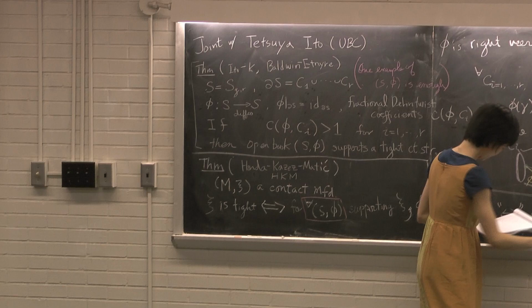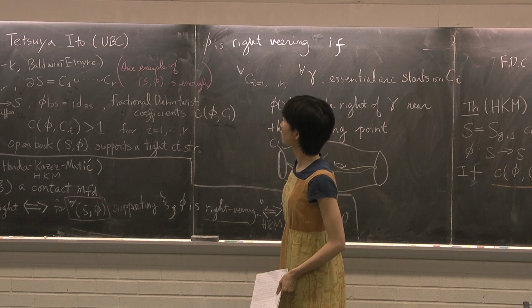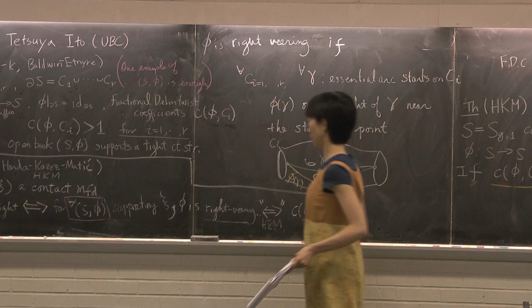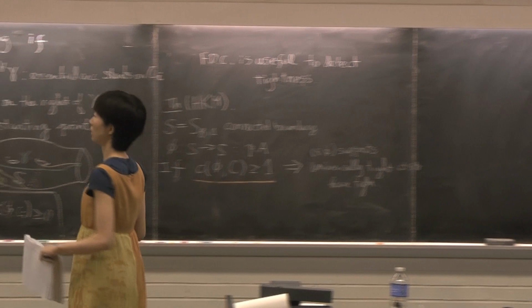And here is a remark. So this inequality, greater than 1 for any boundary component, is best possible for the following reason. Is that for any or for every? For any. Yes, I will write any.